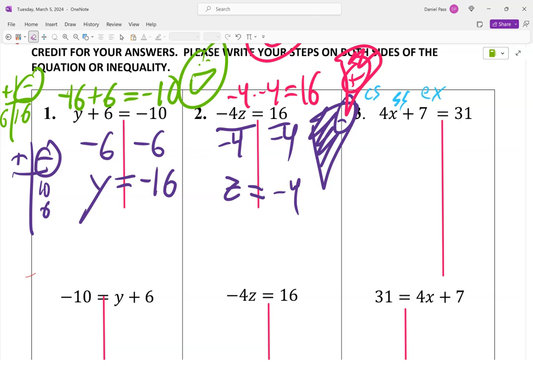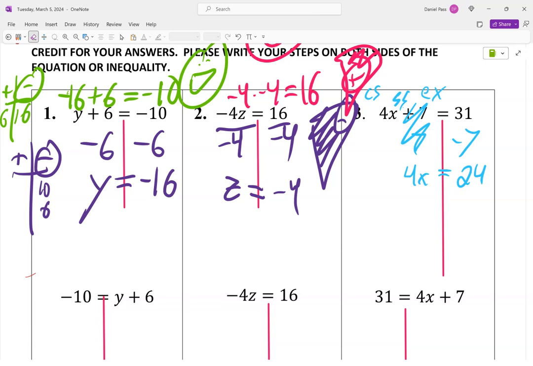Okay, what do we get rid of first, everybody? The extra. So how do we get rid of plus 7? We subtract 7. So minus 7 on both sides. Very good. We don't really need good guys, bad guys on this because it's just subtraction, but you could do it. Okay, 4x equals 24.